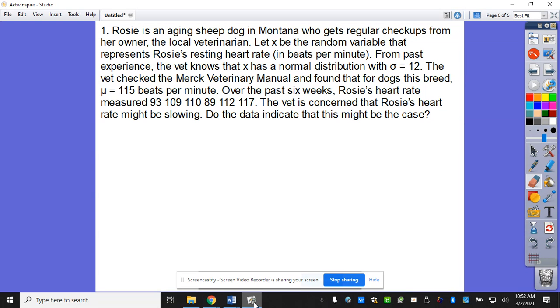So this is notes. This is the attached online for practice problems. So let's just read through this one first, and I'll kind of address an issue that will come up sometimes.